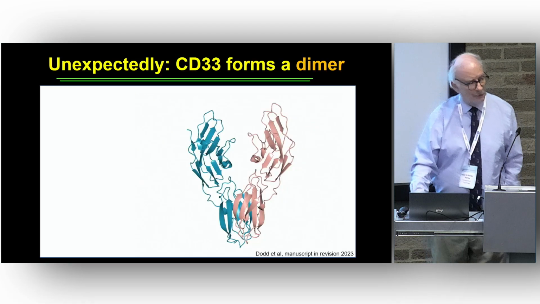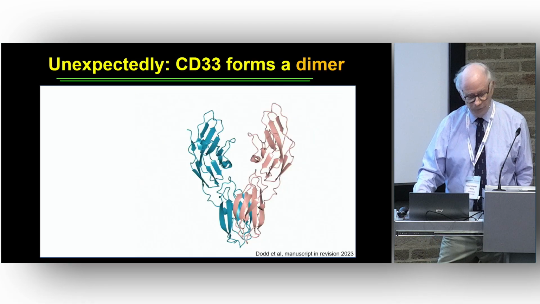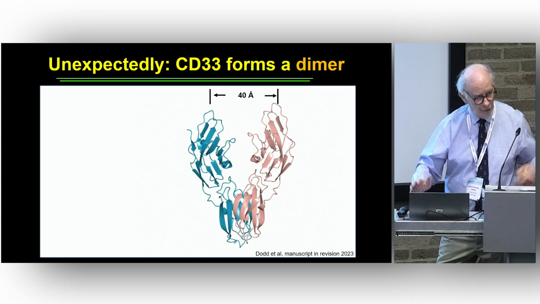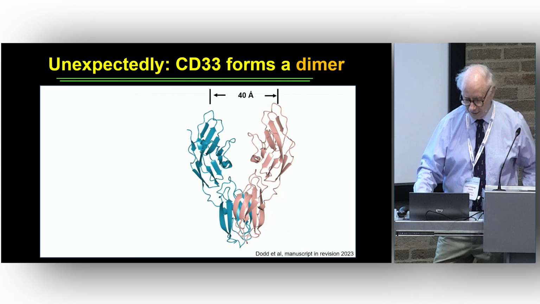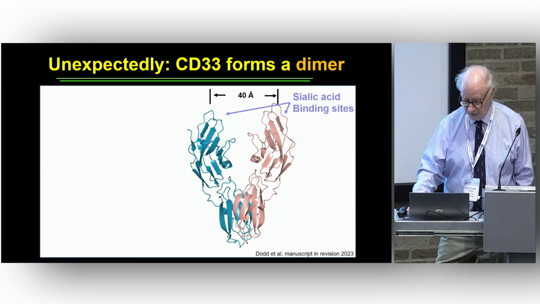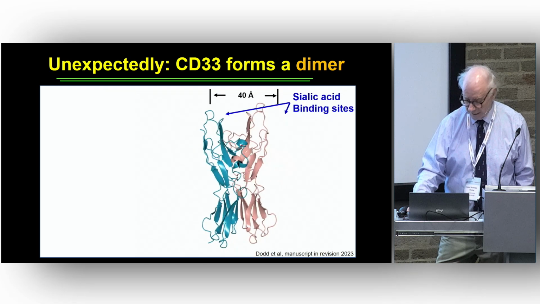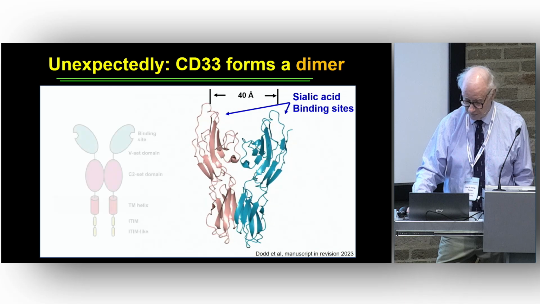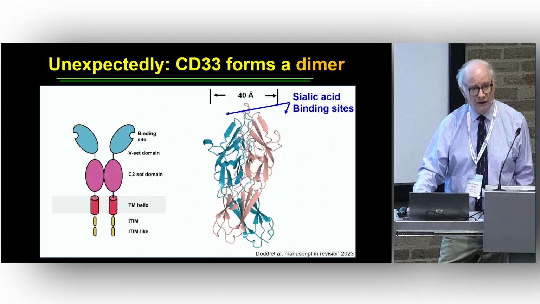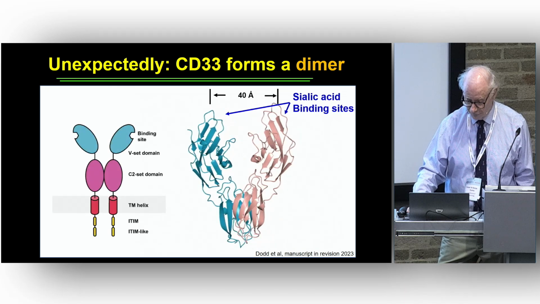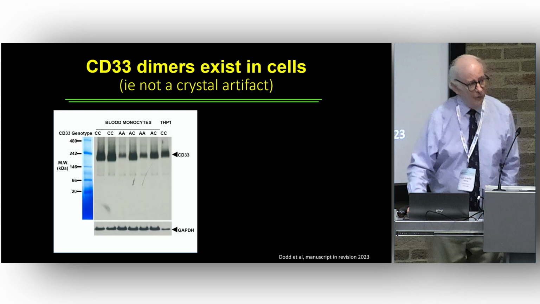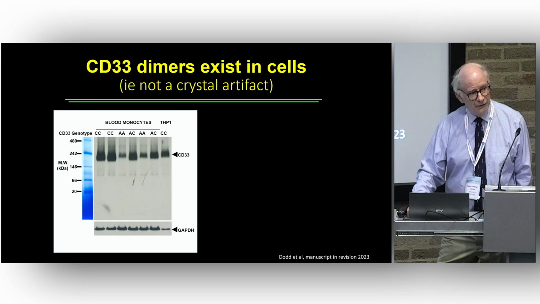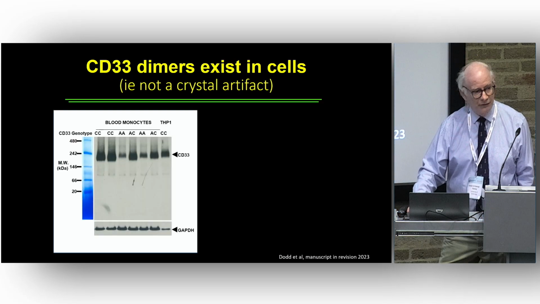Unexpectedly, though, what we found in the crystal structure was that CD33 formed a dimer, as shown here, with the two ligand binding sites slightly offset from each other, about 40 angstroms apart. And you can see in this rotational diagram how they are offset from each other. I'm going to cartoon this in this way in the next few minutes. So the immediate question was, is this dimer actually just a crystal artifact, or is it real?